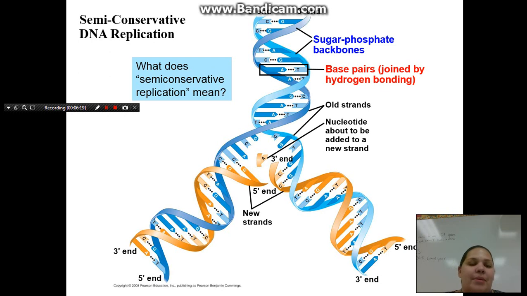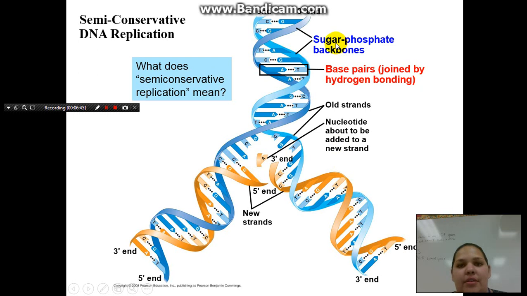So we have semi-conservative replication. If we're looking at semi-conservative, I want you to look at the blue. Are both of them completely blue? I can see that blue is on both sides. So it seems like the old strands are in both of the new strands. And the new strands have this orange side that is added.